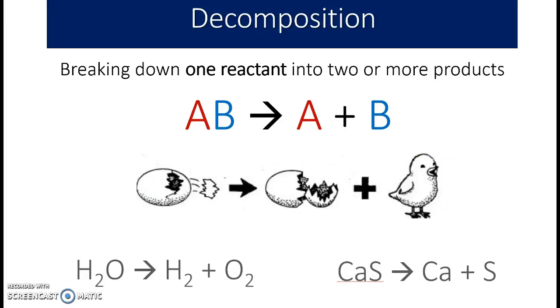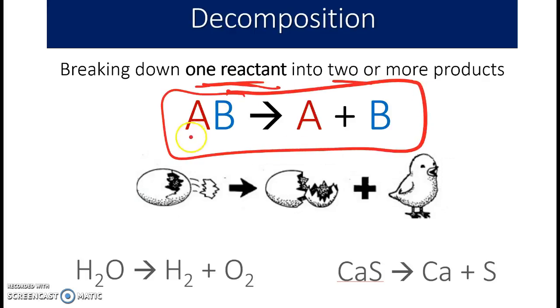Decomposition is just the opposite of that. So this is where you take one reactant and break it into 2 products. So in this reaction framework, we have AB, that's a compound that has 2 elements in it, and we break it down into its 2 elements, A plus B.